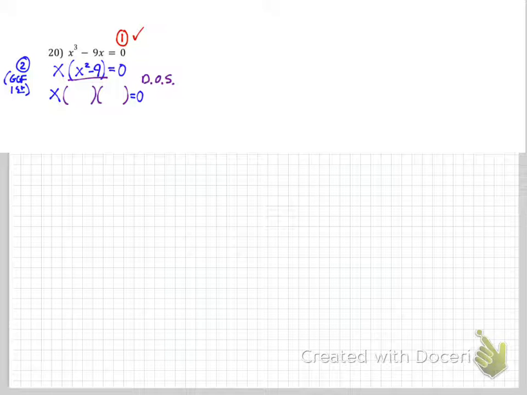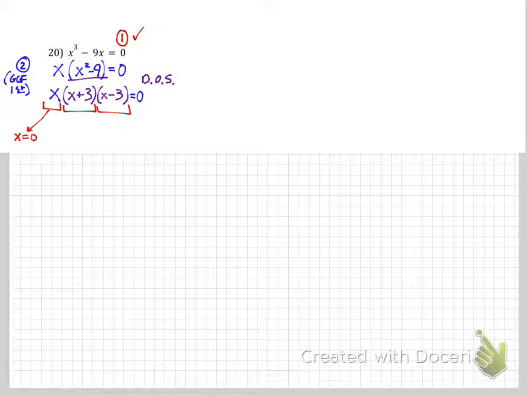We write 2 sets of parentheses. We have addition and subtraction. The square root of x squared is x, and the square root of 9 is 3. And so we get those 3 factors. So let's set each one equal to 0. Well, the first one, x equals 0, is a solution. So here, we don't have to add or subtract anything. We already have the solution. X equals 0 is one of the solutions.